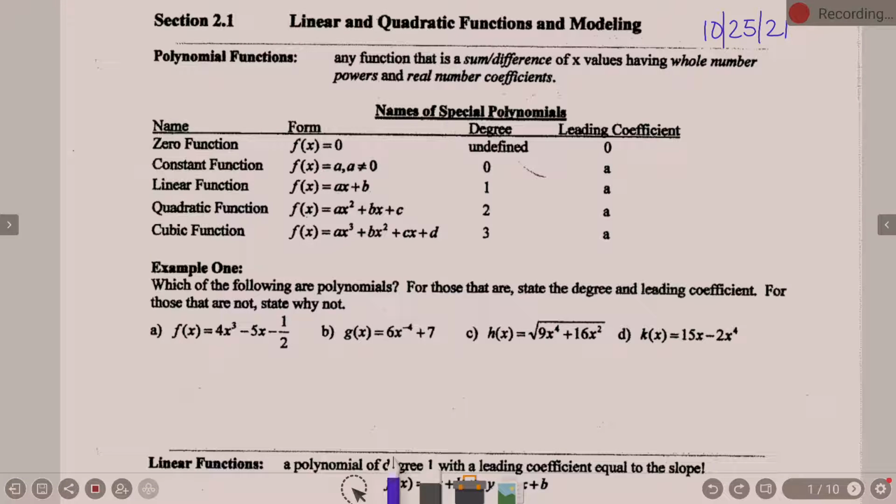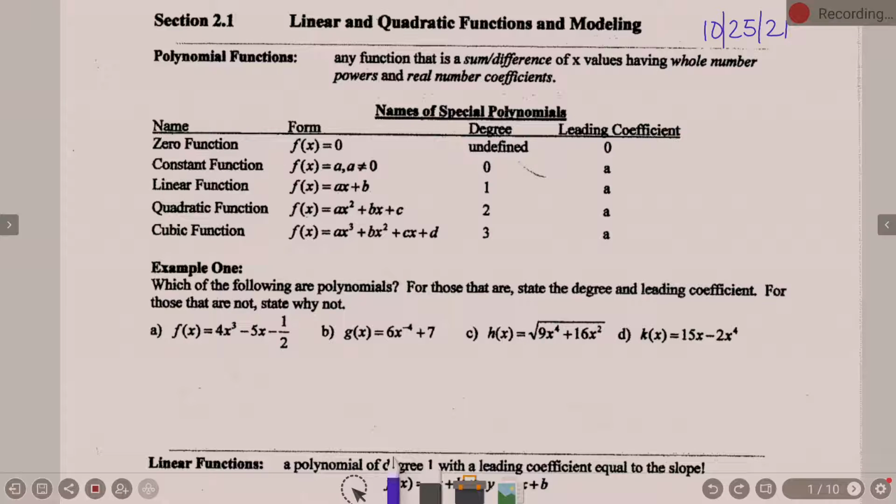Okay, lesson 2.1 is linear and quadratic functions and modeling. There is a decent amount of this stuff that you're familiar with. We've worked with linear, we've done that in Algebra 1, Algebra 2, and now Pre-Calc. Quadratic you worked with in Algebra 1, Algebra 2, and Pre-Calc. So you're going to see some familiar stuff, and we'll mix in a little bit of new stuff as we go.